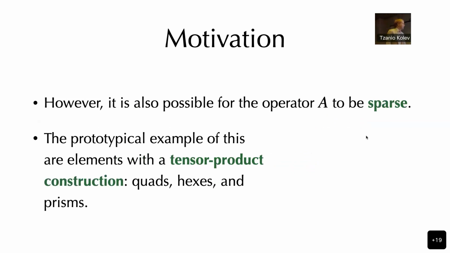However, it is also very possible for the operator A to be sparse. The canonical example of what gives rise to sparsity is when your element has some form of tensor product construction. We have an example of this.